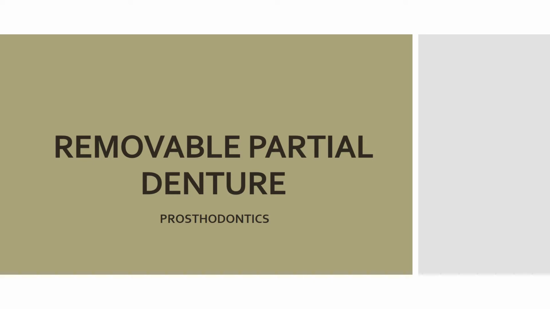Complete is when you don't have a single tooth in your mouth, so you're making a complete denture. And partial are when there are some teeth that are missing in the mouth and some teeth are naturally present.